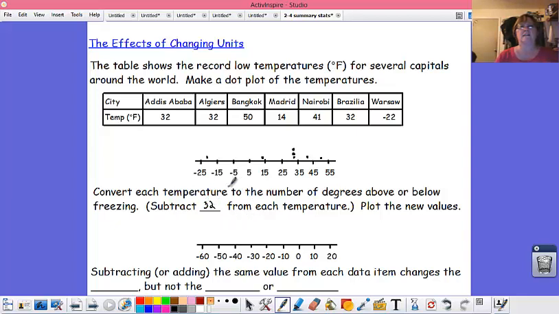And if we subtract 32 from 32, we get 0. And there's Algiers, same. 32 from 50 is 18. So right about in there. 32 from 14, I should probably know, but I don't. 14 minus 32.